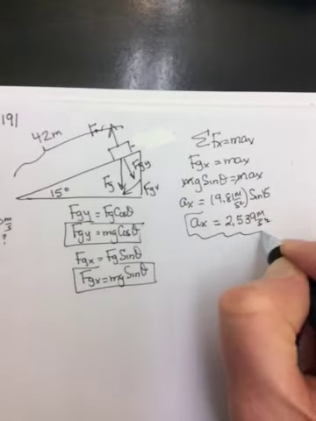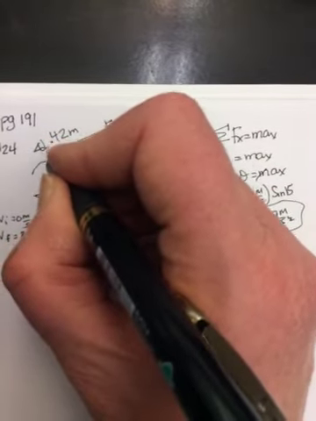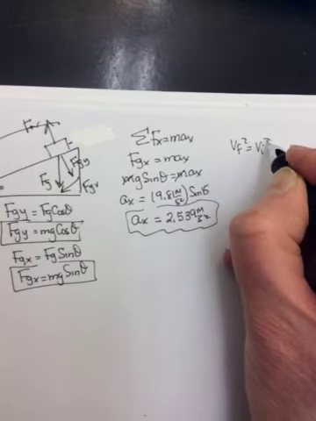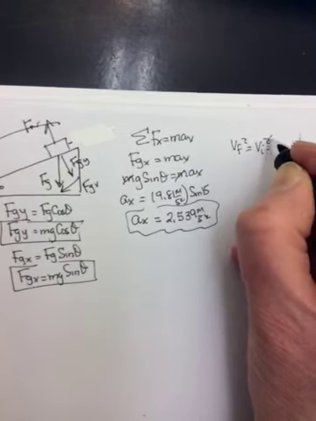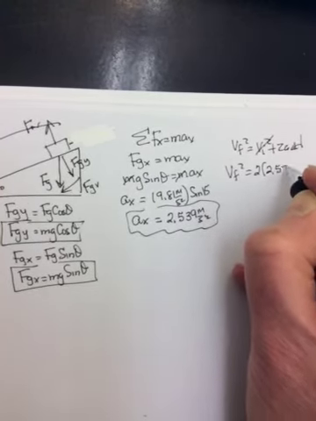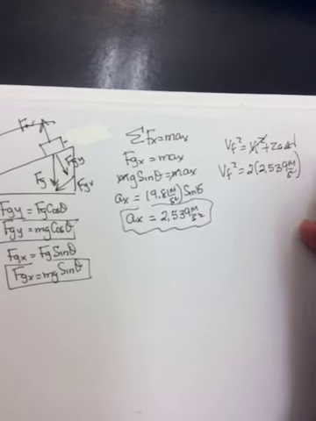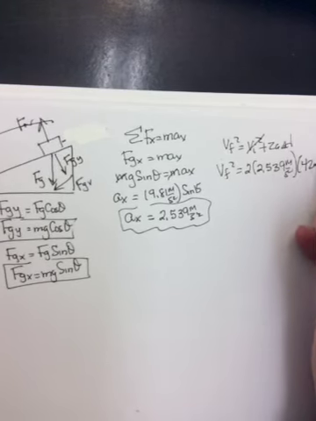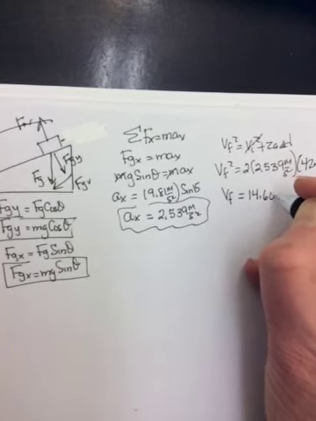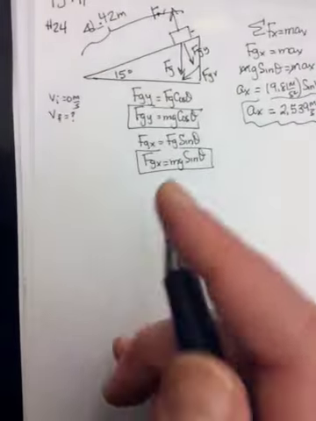And now that we have our AX, the question wants to know what's the final velocity. So we have a delta D, a VI, an A, and we want a VF. So VF squared is equal to VI squared plus 2A delta D. VI is 0. VF squared is equal to 2 times 2.539 meters per second squared. And it said the hill was 42 meters long. Remember, that'll be VF. You need to take the square root, and when you do, you get 14.60 meters per second. Number 24 is done.